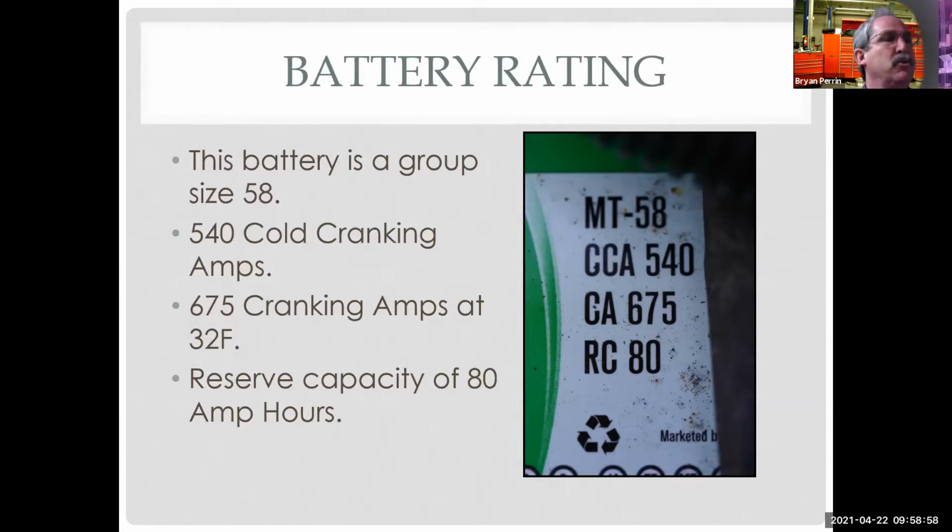Some batteries only show cold cranking amps, but it's important to understand that CCA and CA, two different test scales, are going to give two different numbers. And then we see my reserve capacity, in this case 80 amp hours. So these are the numbers we're looking at on batteries when we identify a battery and ask, what's the group size? What's the capacity? And then compare that to what my manufacturer says I need for my car.